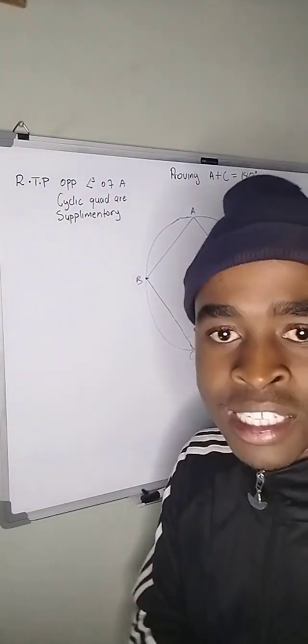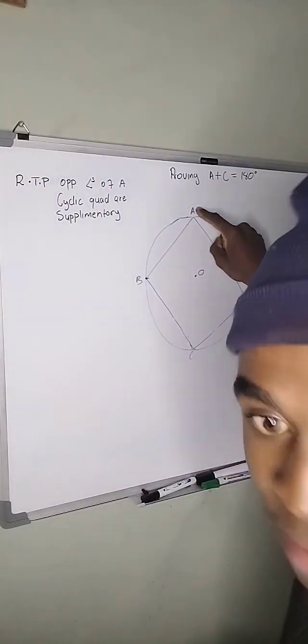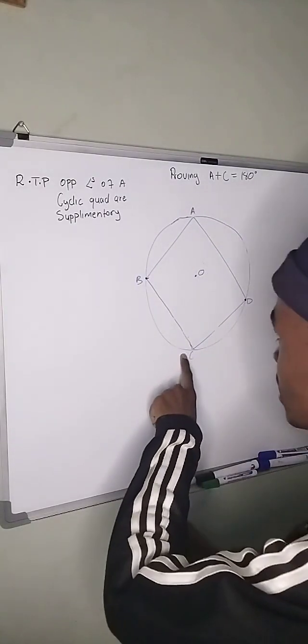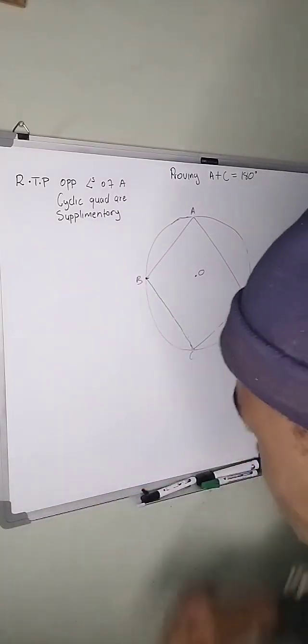All points touch the circumference. Yes, point A touches the circumference. Point D touches the circumference. Point C touches the circumference. And point D, you can see they all touch the circumference.